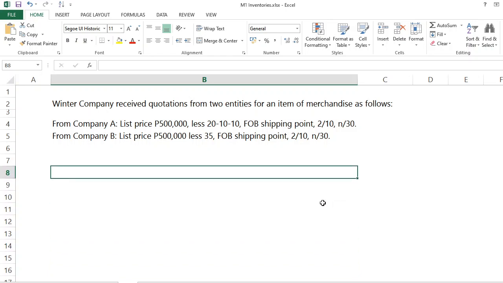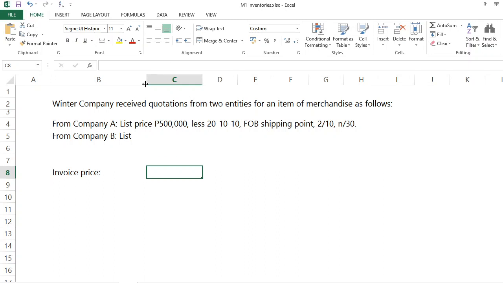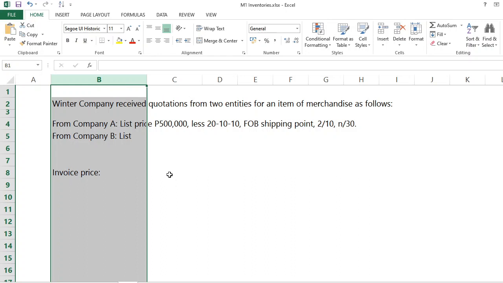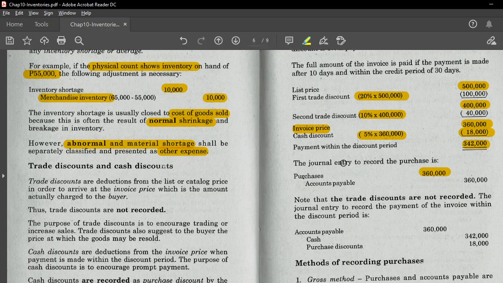Pilang invoice price ni A ug pila pud ang iyahang amount to be paid. So let's start with invoice price. Actually, pwede nato gamiton tong format na gihatag didto sa book, katong PDF. That is 500. So hindi ko na ipapakita dito ha. So kung gamiton lang nato tong kaninang format, 500 gihapon iyang list price.